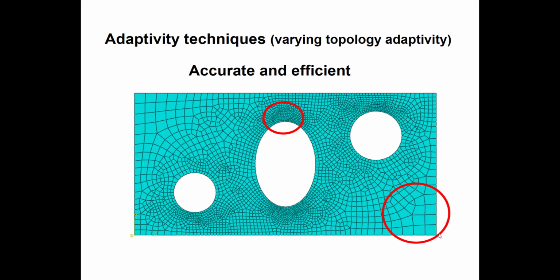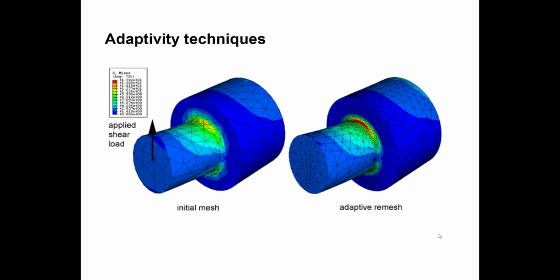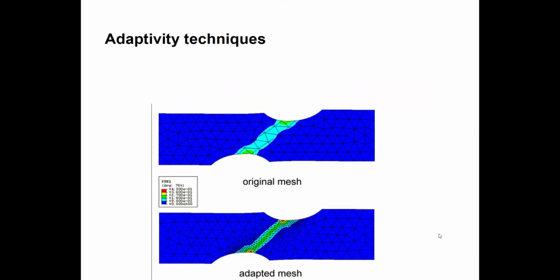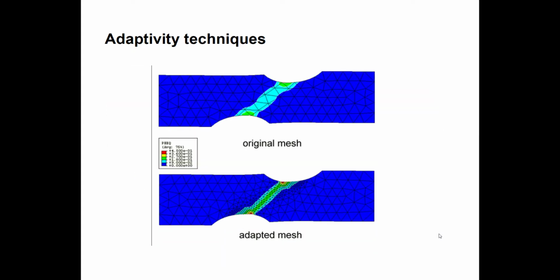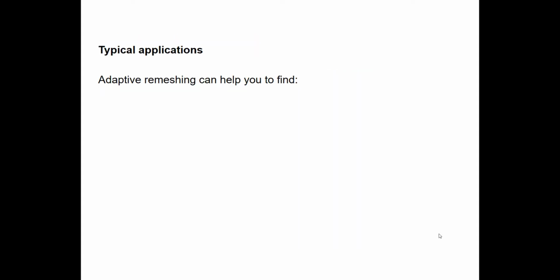You can see the result of adaptivity techniques in some of these problems. We have refined mesh in some critical places in these problems. The adaptivity technique can help us know what element size is suitable for our simulation. In fact, it can help us do mesh dependency studies more easily.